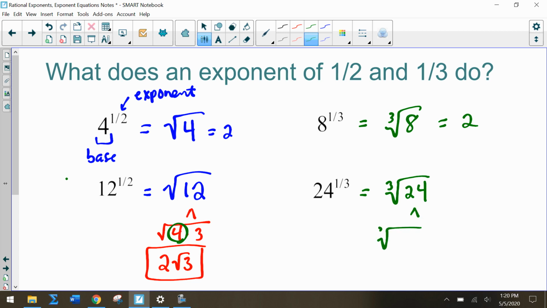So factors of 24 that are perfect cubes, I have 8, right? The cubed root of 8 is 2. And then let's think. The cubed root of 3 has to just stay as the cubed root of 3. Right? So if you think about what a cubed root is, it's a number multiplied by itself 3 times. We need to get that underneath the radical. Okay, so exponent, a base raised to a half is a square root, and a base raised to 1/3 is a cubed root.